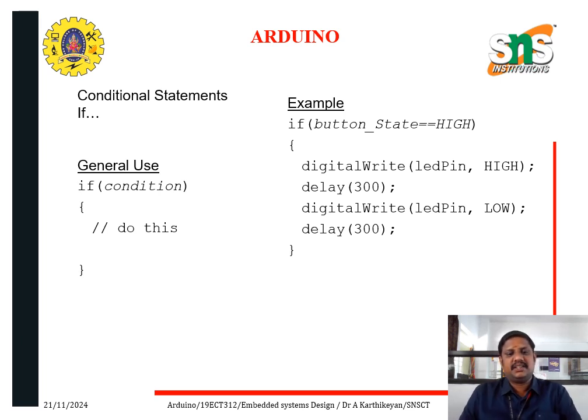We can use if-else condition statements, general if-case conditions, and the loop function. For example, we can take the button state; if it is HIGH, then digitalWrite the LED pin HIGH, with a delay of 300 milliseconds. Then digitalWrite the LED pin LOW, with a delay of 300. So the LED will glow and turn off, on and off, every 300 milliseconds of delay time. These are the main parameters for the best example.